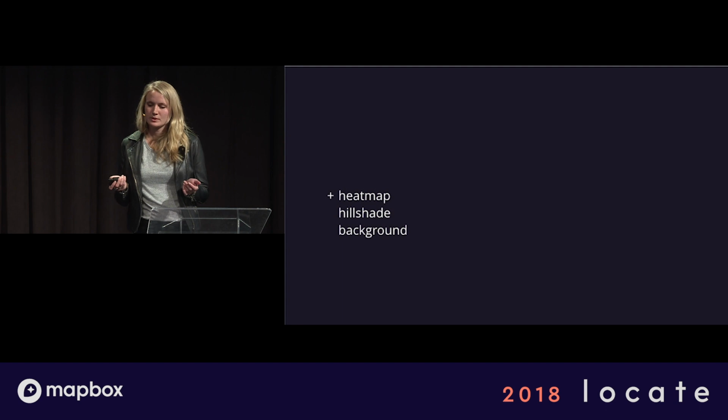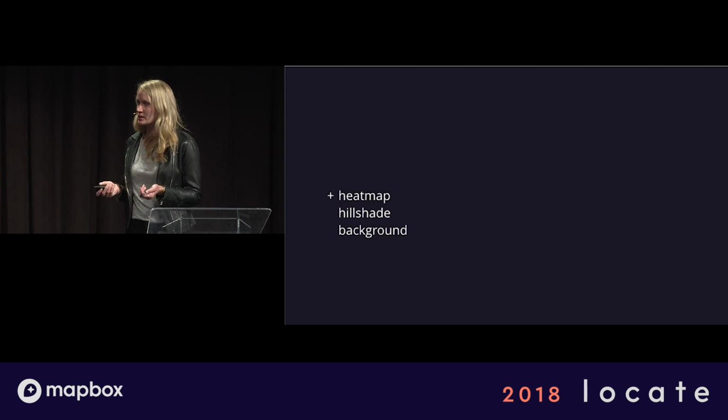There are a few other layer types as well, background layers, which are full bleed layers that don't come from data at all. And then heat map and hill shade layers, those are kind of special cases that require multiple passes, so they're harder to visualize with tessellation.